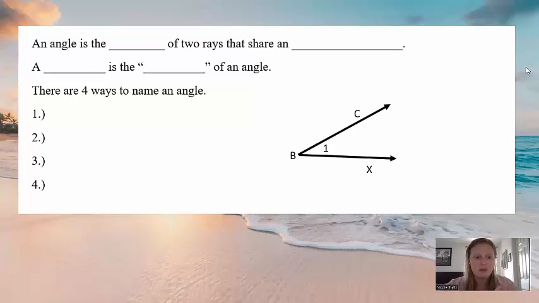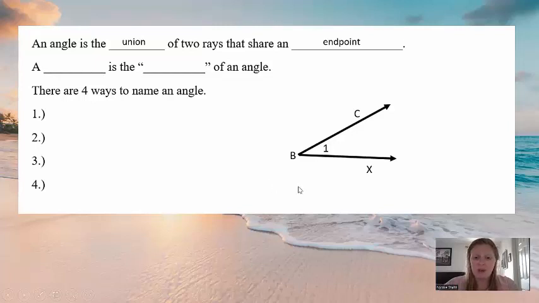Today's lesson is going to talk about angles. So we're going to do a lot of stuff with angles this year. So we kind of need to get all the terminology and the rules of them down pat. So let's start by defining an angle. An angle is the union of two rays that share an endpoint.